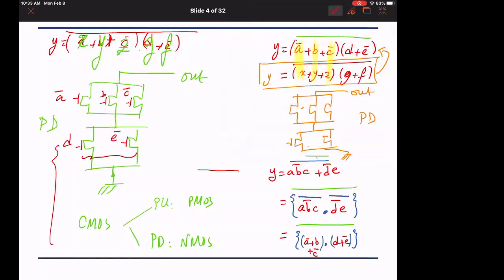Now you will tell me, but I don't have A bar. What is A bar really? It is an inversion of A. So to realize it, I need an extra inverter. The same for this and the same for this. Okay?